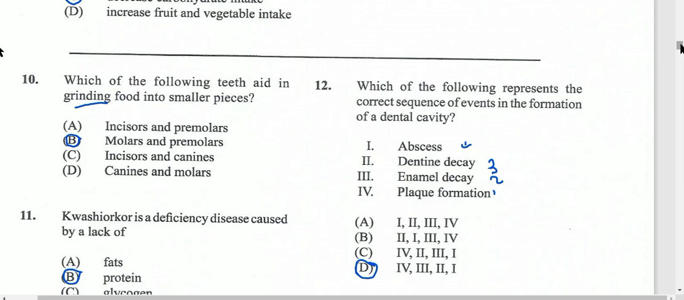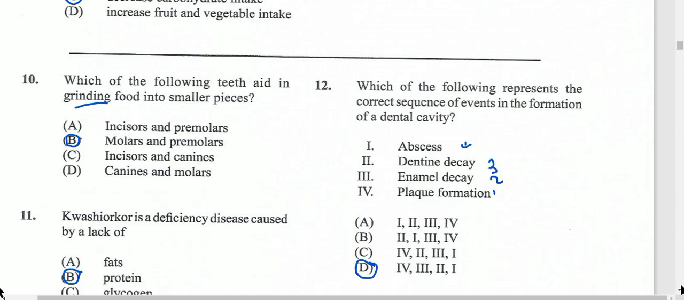Question number 12. Which of the following represents the correct sequence of events in the formation of a dental cavity? A dental cavity, we're talking here about tooth decay. I chose D for question number 12. It means that we're going to be having some plaque buildup, then the enamel, that white area, being decayed or eroded, then the dentine being decayed just the same. After which, if it gets really bad, abscess. So our answer for 12 is going to be D.